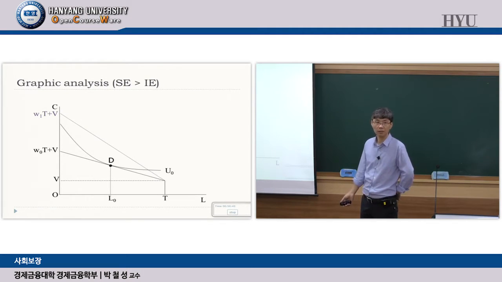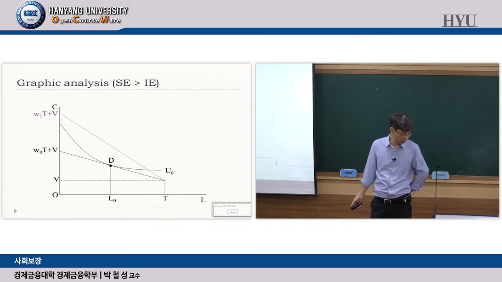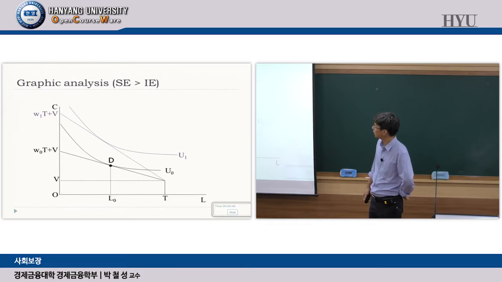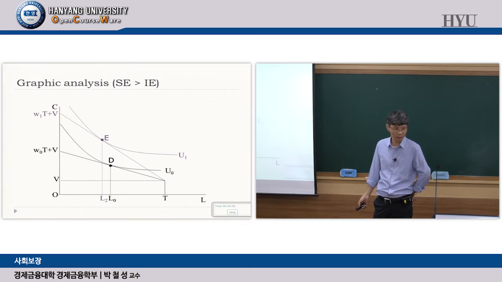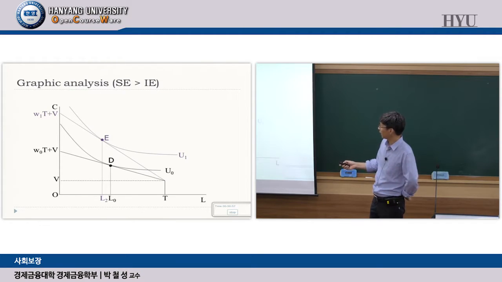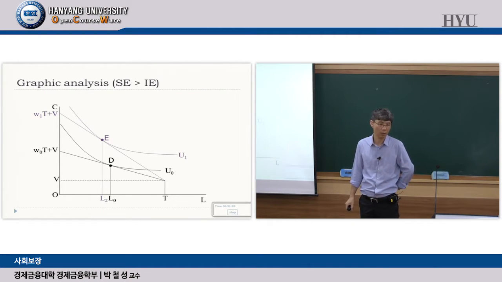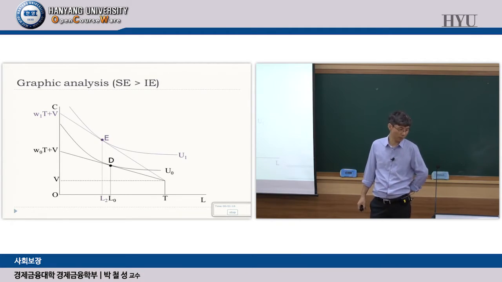Now D is not the optimum anymore, obviously. So it changes from, let's say, point D to point E. Okay? D to E. When you look at this, leisure hour changes from L0 to L2. So leisure hour decreased, right? Think of labor supply. Labor supply increased, right? Which effect dominates?